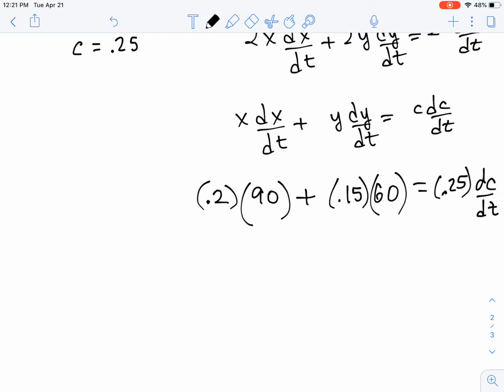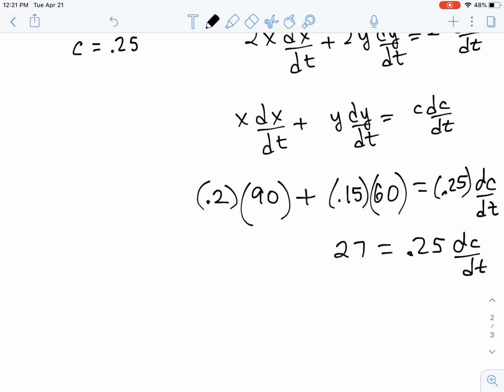That's our goal. Okay? So I do this, and I get 0.2 times 90 plus 0.15 times 60. I type that into my calculator, and it gives me 27. So 27 equals 0.25 dc/dt. Now you can use whatever letters you want. It doesn't make any difference.